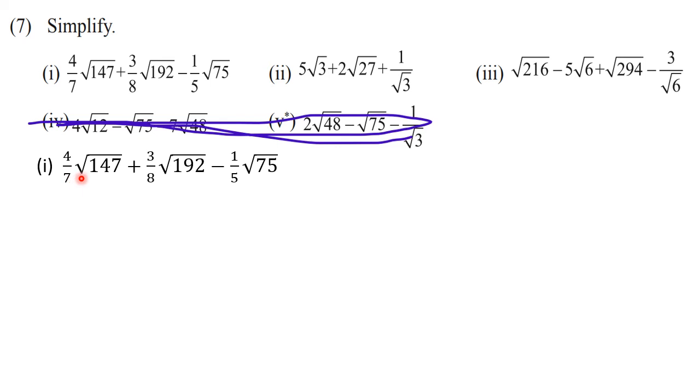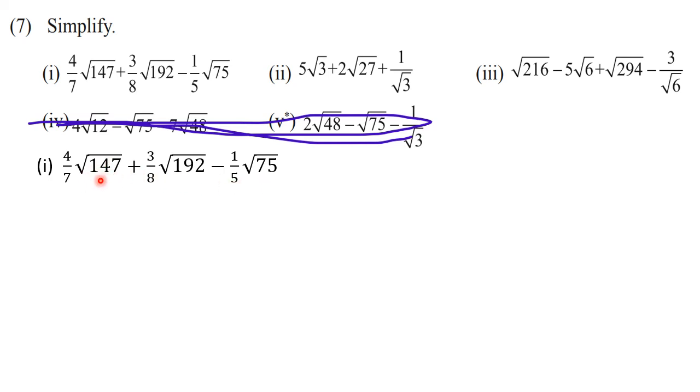4 upon 7 square root of 147 plus 3 upon 8 square root of 192 minus 1 upon 5 square root of 75. Now first of all you have to think of the irrational part, and that irrational part you have to write in the simplest form, because you know that we can add or subtract surds only if they are like surds. That means the irrational part should be exactly the same. Then only we can add or subtract. So here directly adding or subtracting is not possible for us. So let's express it in the simplest form.